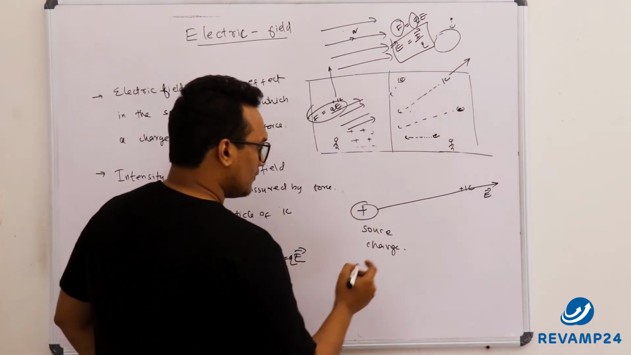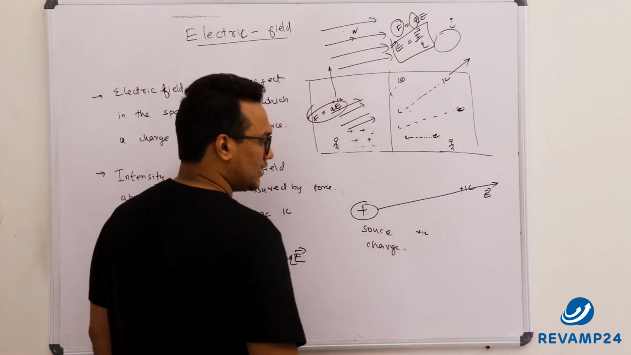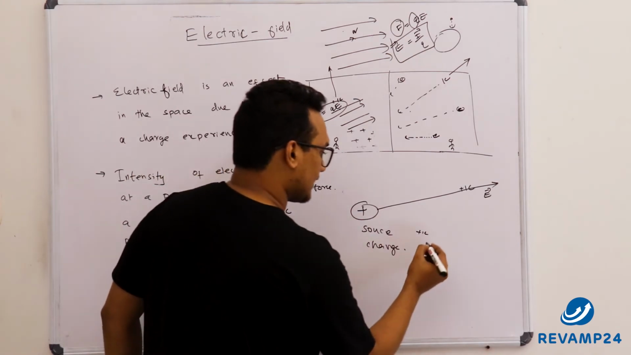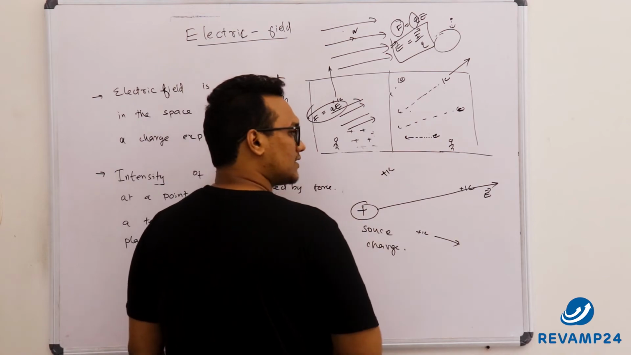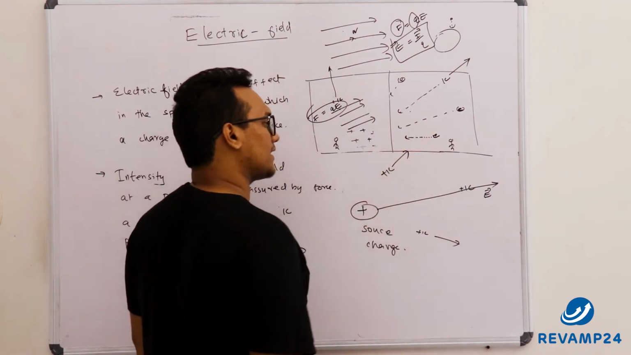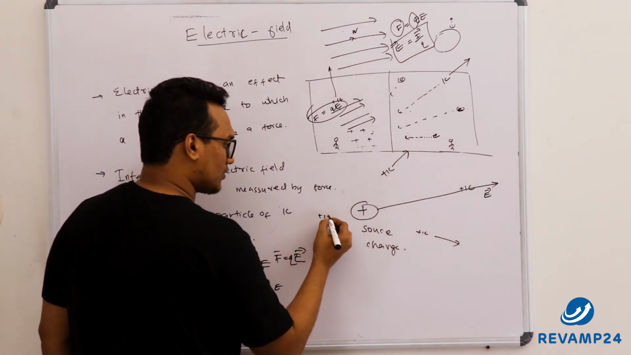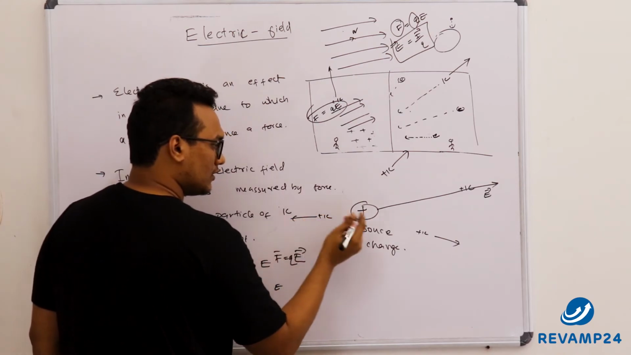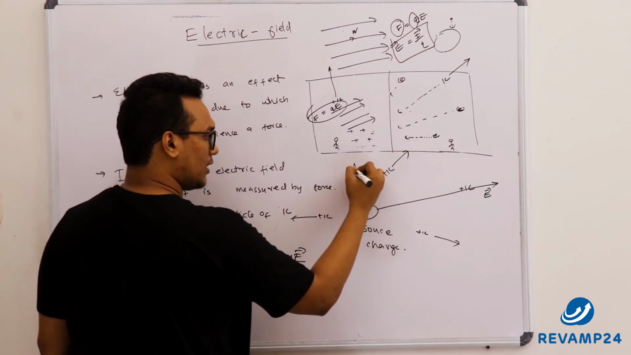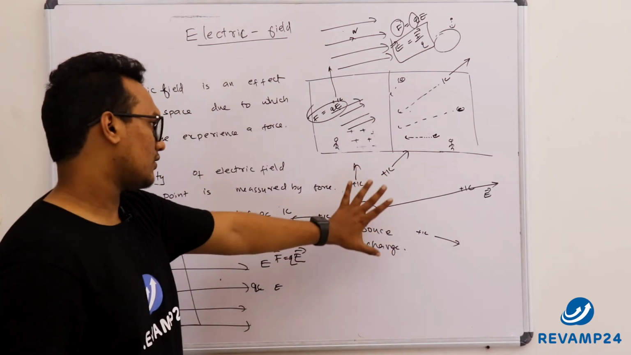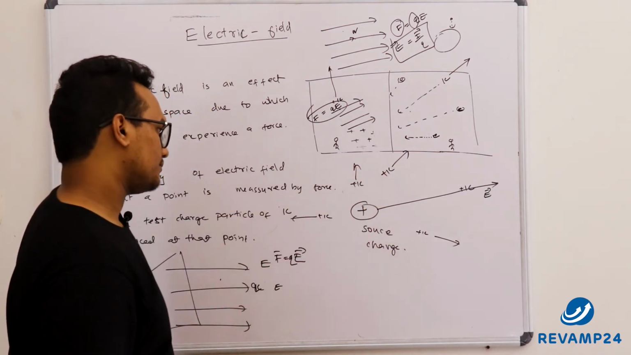Okay, simply when I am keeping plus 1 coulomb, in which direction it is moving, that is the direction of electric field. Now if I am keeping plus 1 coulomb here, in which direction it is moving, that will be the direction of electric field. When I am keeping 1 coulomb here, in which direction will it move? With respect to this, it will move here. With respect to this, it will move upward. So that is the direction of electric field.